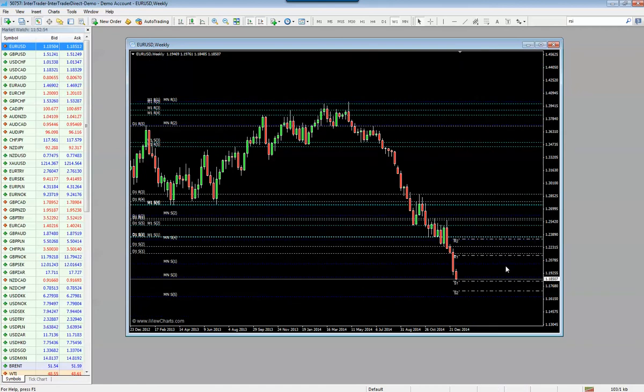So we see the market here, the euro dollar's broken this monthly level back here. If it continues to go down, it's only going to go back to where it's been before, which is down to here, 1.16390, which is a previous monthly level of support.